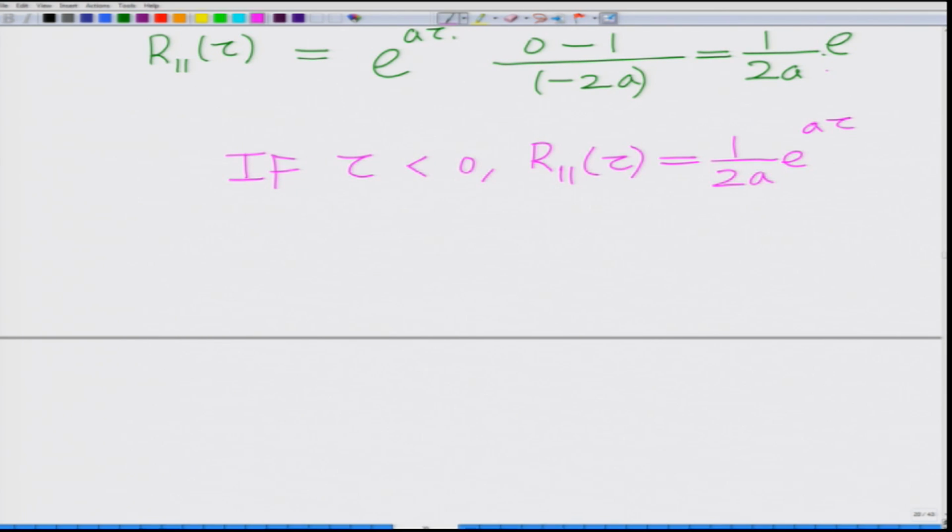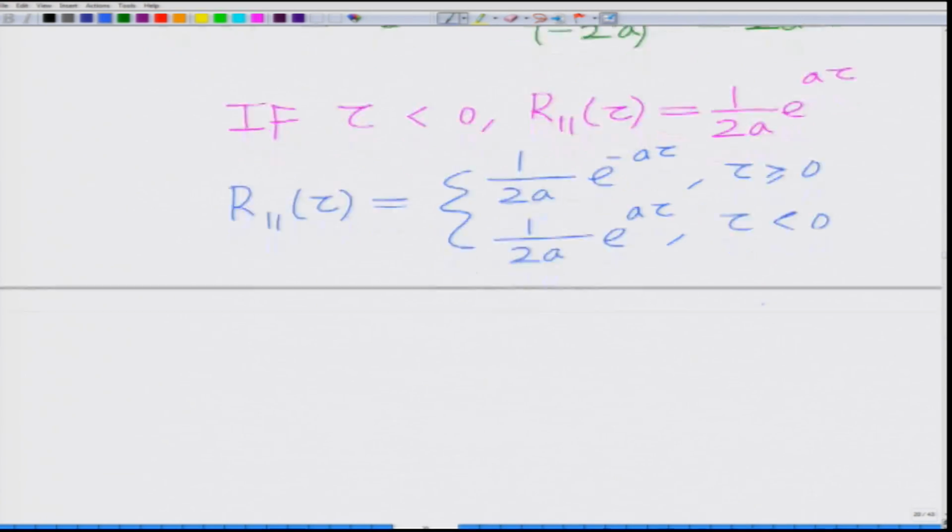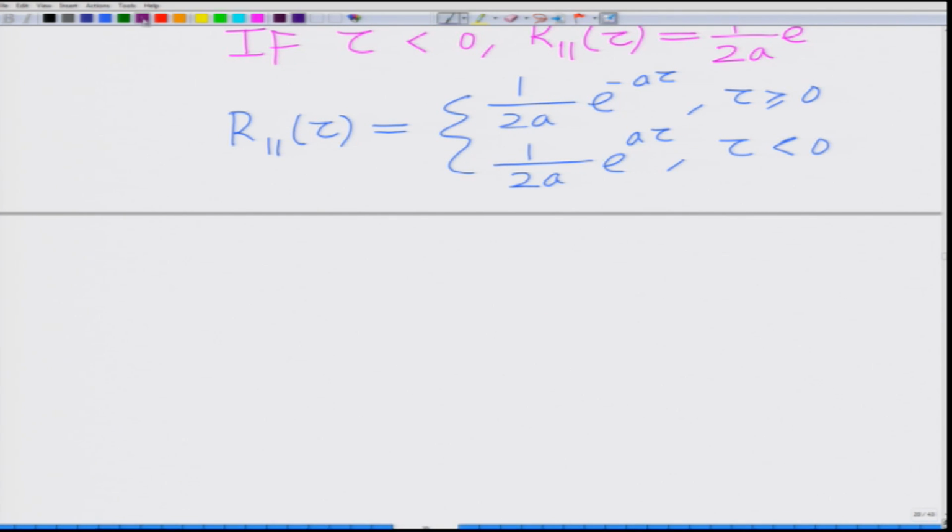So, to summarize, r 1 1 tau equals 1 over 2a e to the power of minus a tau if tau is greater than or equal to 0. This is 1 over 2a e to the power of a tau if tau is less than 0. And now you can see I can combine both these.